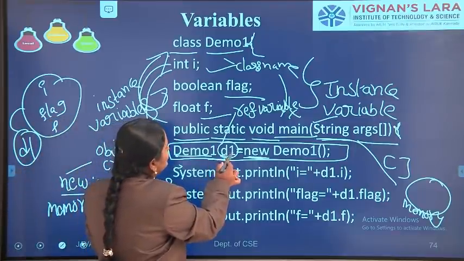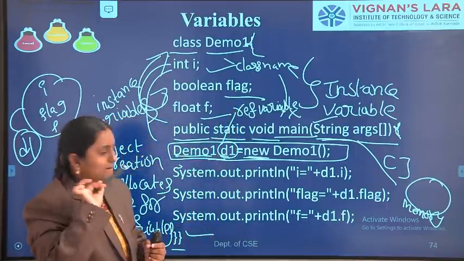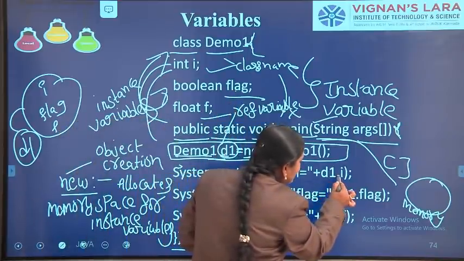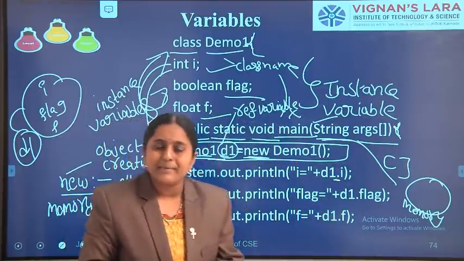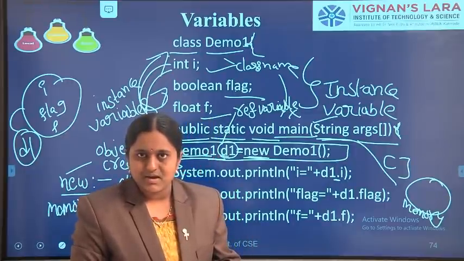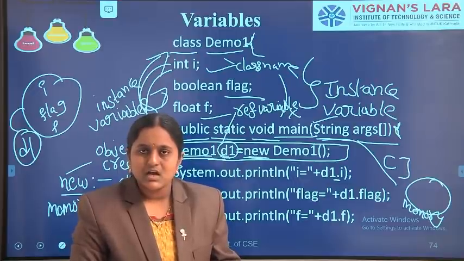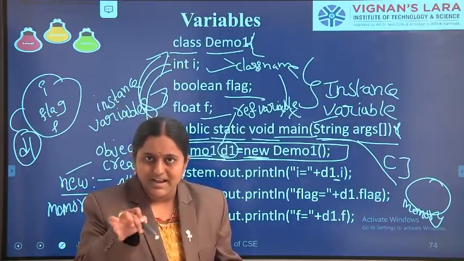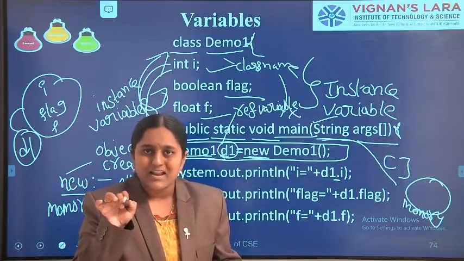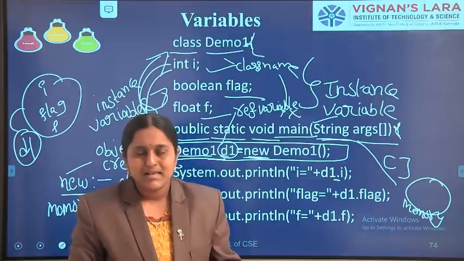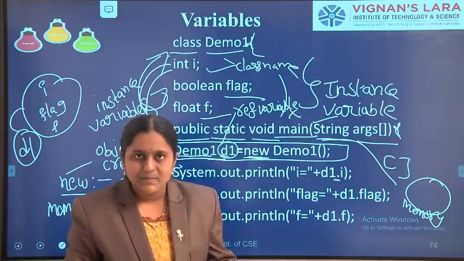D1.write, with the help of the dot operator. Dot is the operator. Every operator has some functionality: plus, minus, multiplication. What is the functionality of plus? We can add two numbers. Minus? We can subtract two numbers. The asterisk operator? We can multiply two numbers. Every operator has some functionality.